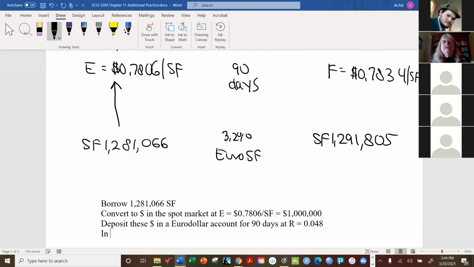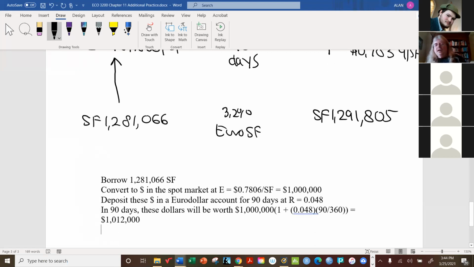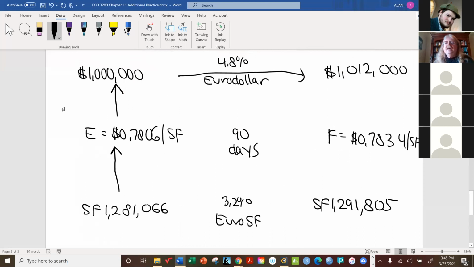Okay. In 90 days, these dollars will be worth $1 million times 1 plus 48 times 90 over 360, which, as we've already seen, is $1,012,000. So we're starting in the bottom left-hand corner, and we're working our way across. Now, because at some point we have to repay the borrowed Swiss francs, we have to get our hands on Swiss francs.